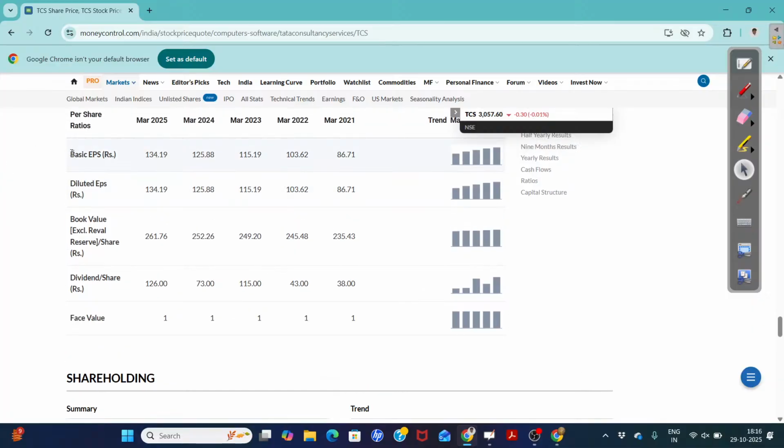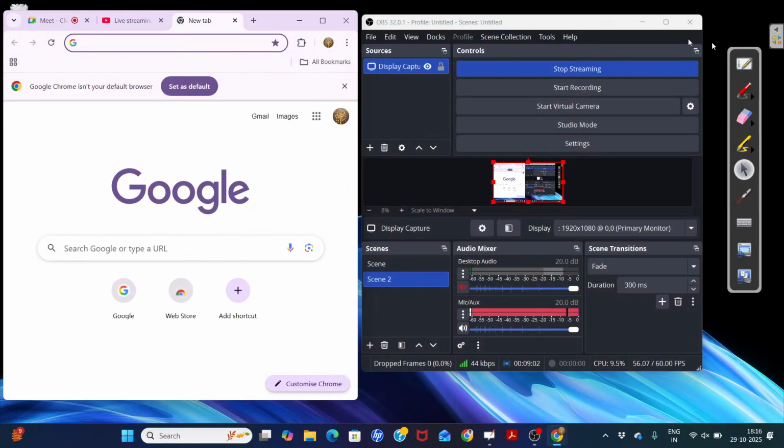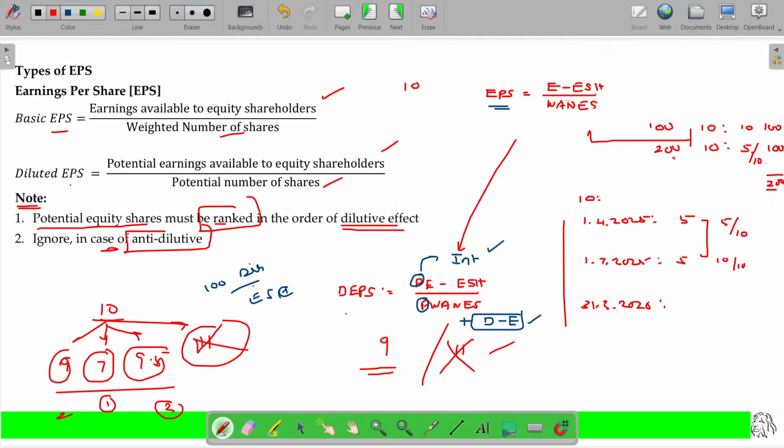Hope you have now come across these two, diluted EPS and basic EPS. While disclosing, the company should disclose its basic EPS as well as diluted EPS. In the majority of cases there will not be any dilution, it remains the same. When there is any buyback of shares, redemption of debentures, or conversion of debentures into equity shares, these things will have a dilutive nature, and then it will be shown separately. Clear?